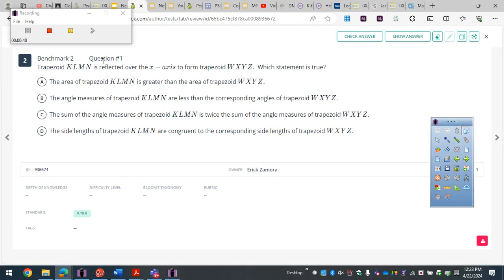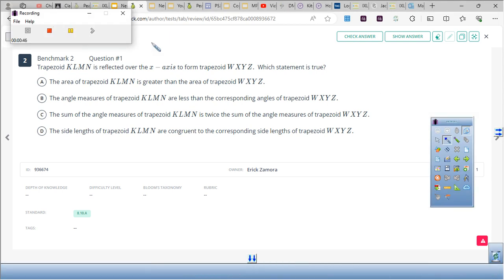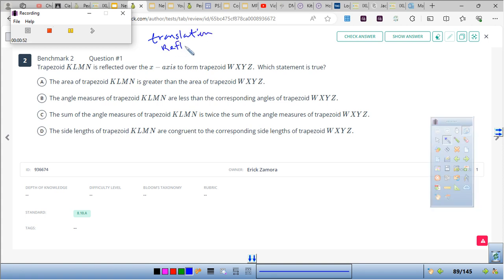Okay, next question. Reflected again. The three words again, in the order we started them, were translation, and then we went to reflected, and then we went to rotation. All of these things mean, again, congruent. So just in case, the other word that we have is dilation. Dilation is different. That one, we go automatically to not congruent. And it also means to be similar.